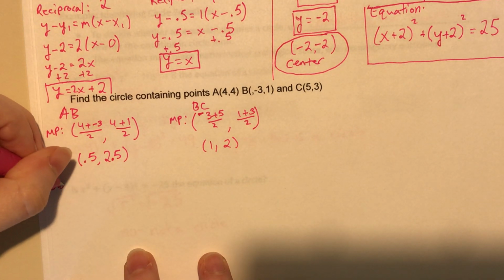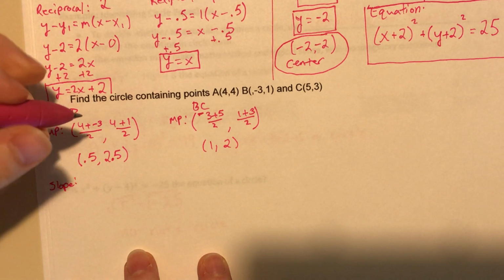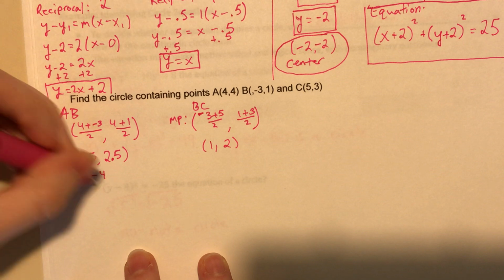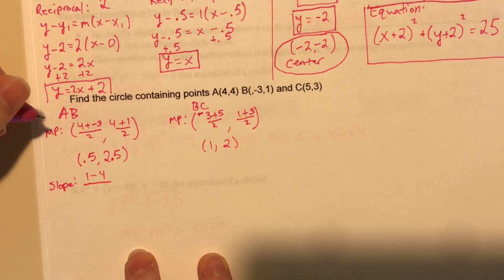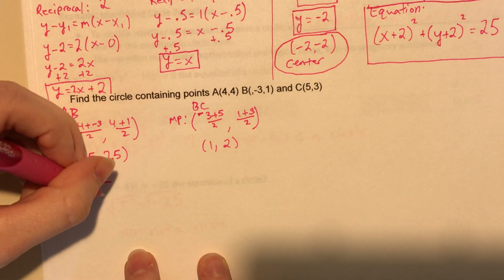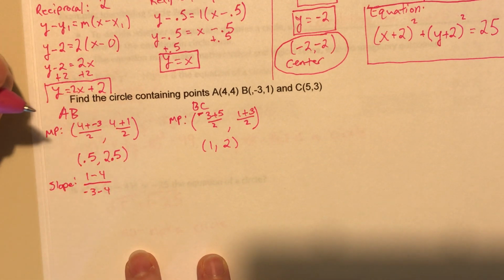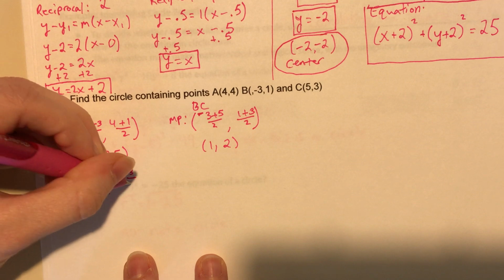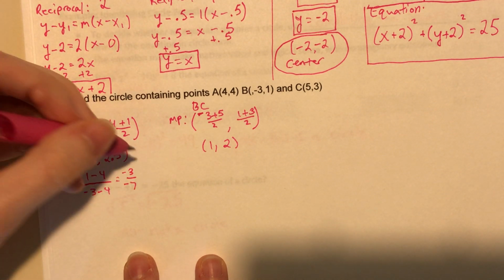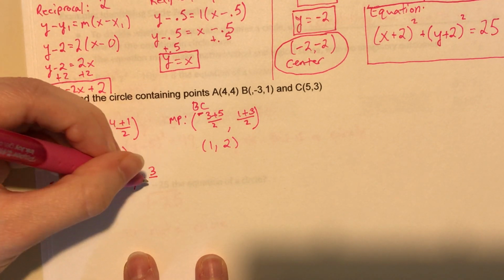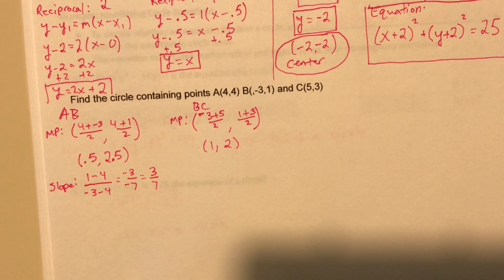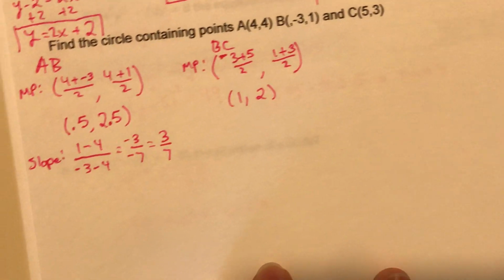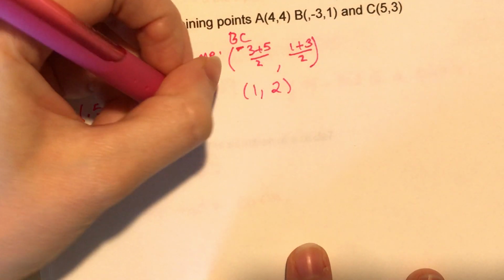So the slope for AB is going to be 1 minus 4, y2 minus y1, over x2 minus x1, negative 3 minus 4. And that is going to give us negative 3 over negative 7. And of course, we can say that that's just positive 3/7. So the slope there is positive 3/7. Let me zoom this in a little bit. And we've got to find the slope of the other one.